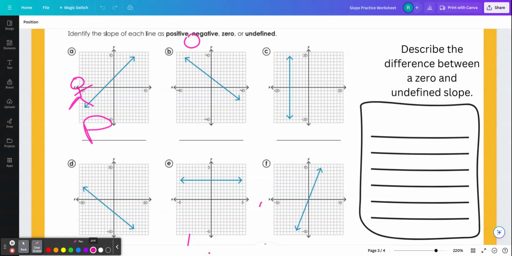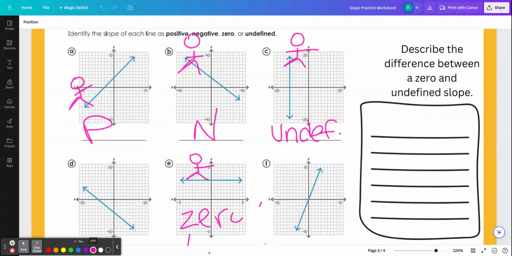If I draw my little person here, he's going to be walking downhill. So that's negative. If I draw my little person and he falls off, that's undefined. And if I draw my little person and he has a nice, easy, steady walk, that is 0. So see if that helps you. Make sure you always draw your person on the left side.